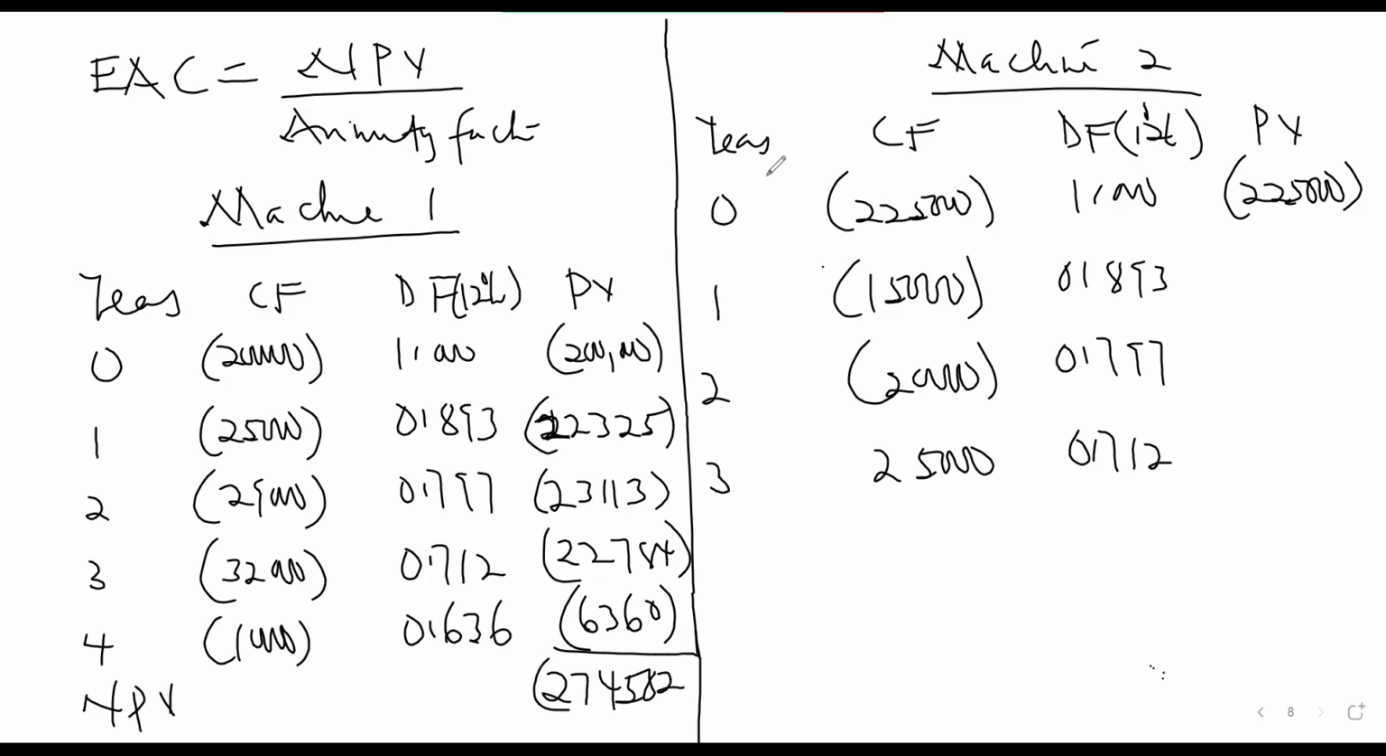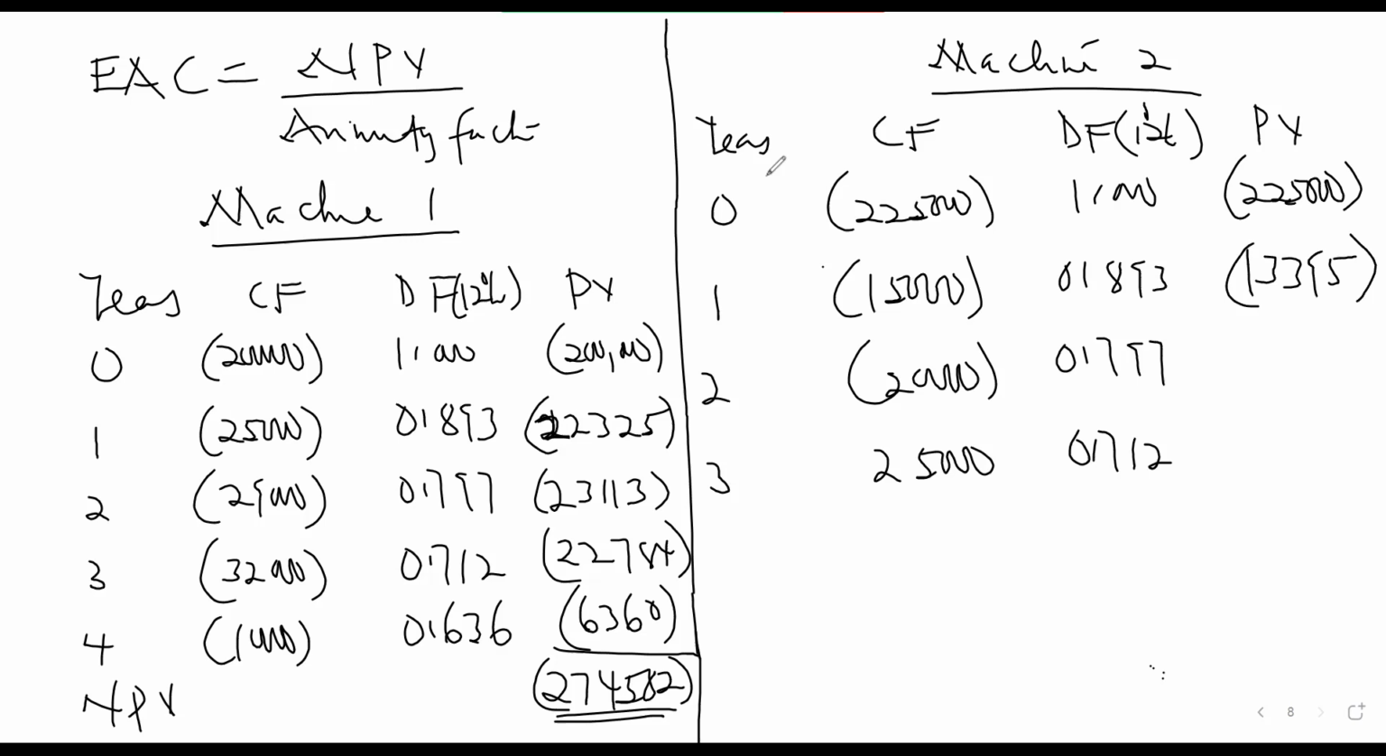274,582. Is that correct? That's correct. Okay, let's count: 15,000 times 0.893. I'm having 13,395. Please, these are all outflows, so you put them in brackets. They are not inflows, they are cost.